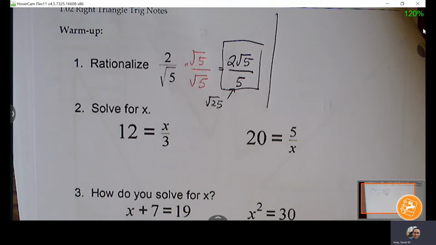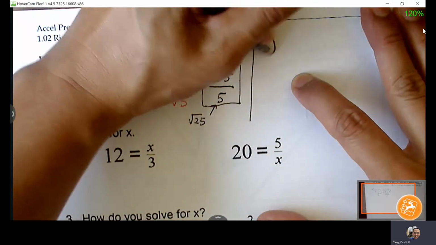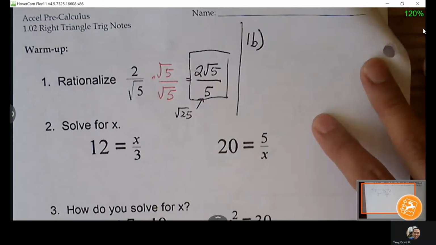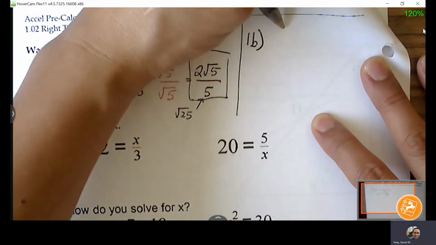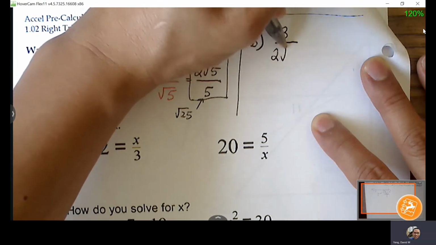All right, I want to do another example of this rationalizing, and I think this is something that some students have some questions about. So let me call this 1B. Okay, let's say we had this. Let's say we had 3 over 2 root 7.